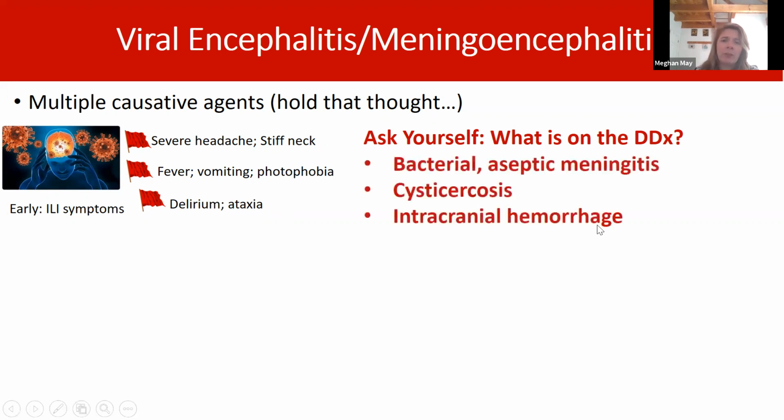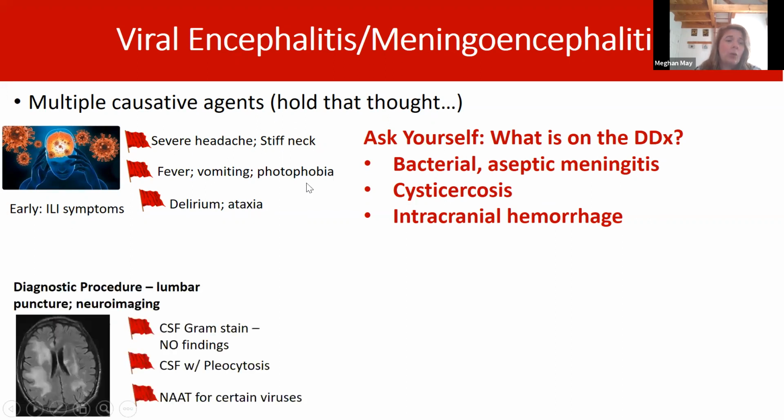So on your differential, you have bacterial or aseptic meningitis. You can also see some of these features with cysticercosis, and you can see them also with intracranial hemorrhage. All right, so once again, lumbar puncture, and you can also do neuroimaging here while you see inflammation within the brain rather than the meninges. For just encephalitis, for meningoencephalitis, you'd see it in both places.